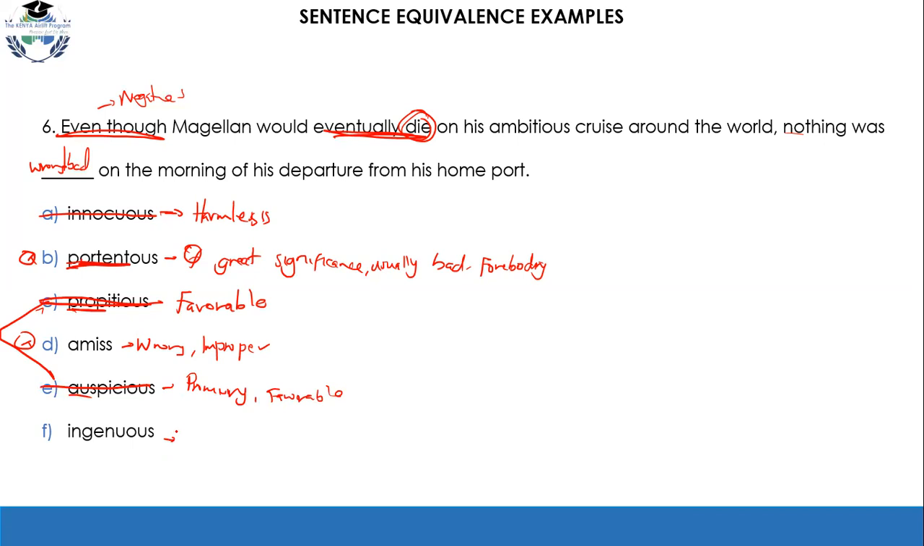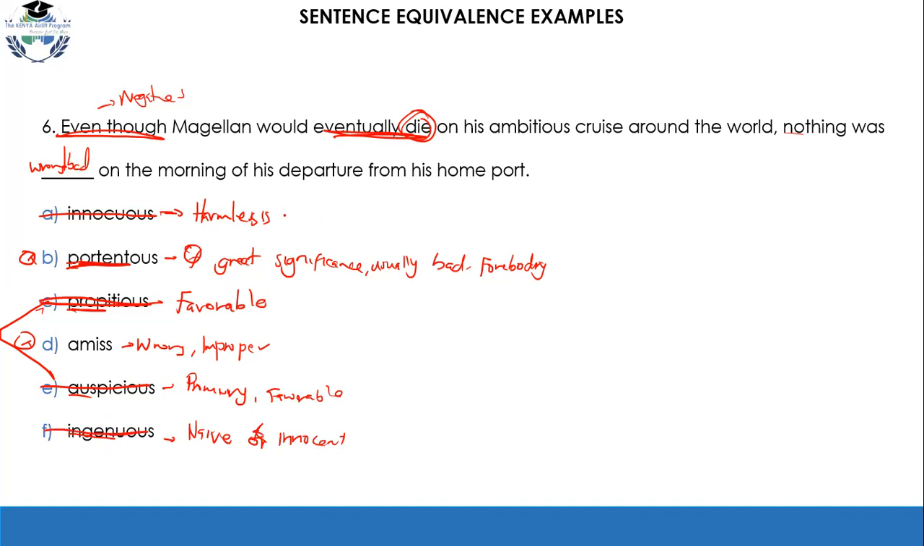Ingenious, or ingenuous, depending on how you read it, means naive. Again, the ingenuous people, right? The indigenous, right? That's the root of that word, indigenous, like naive. This means naive or innocent, or naive and innocent, rather. So again, doesn't really work for us.